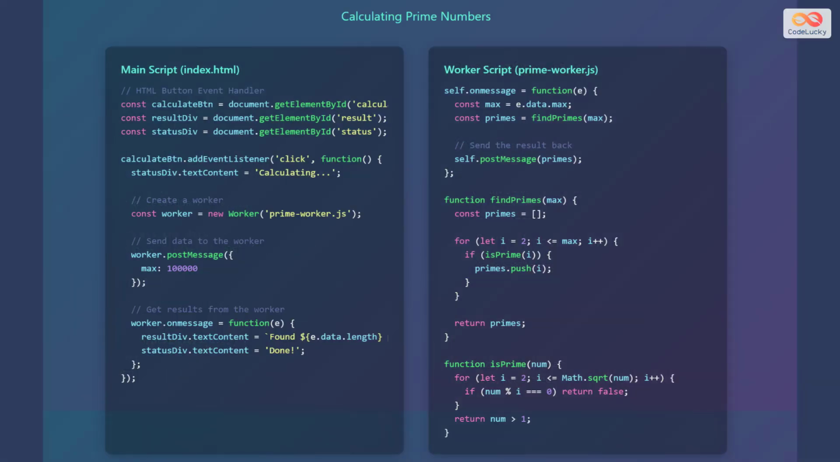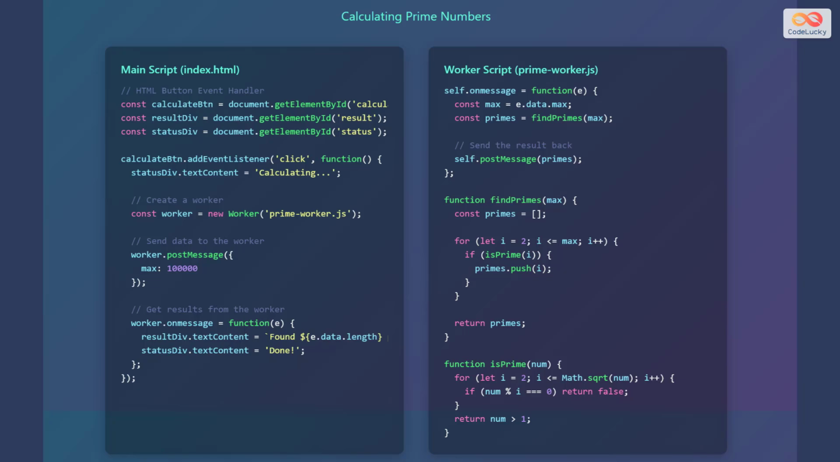Let's look at a practical example, calculating prime numbers using web workers. In the main script, which is typically in your HTML file, first get the references to the HTML elements. Add a click event listener to the Calculate button. Inside the event listener, create a new web worker, passing the prime-worker.js file path. Use worker.postMessage to send a maximum number to the web worker. The web worker finds all the prime numbers up to the maximum number passed to it. And finally, set the onmessage event listener function to receive the primes array from the web worker.